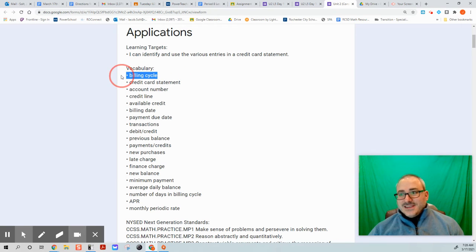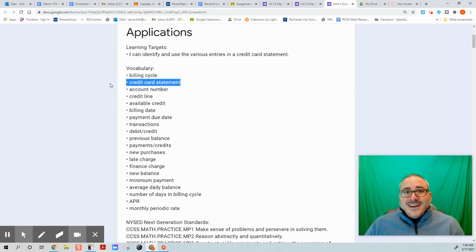We got to talk about a billing cycle. What's a billing cycle? This is the cycle the credit card company uses to assess your finance charge. Remember, we were calculating finance charge based on billing cycles, usually 30 days. Then there's the credit card statement. This is a little piece of paper you get in the mail that has all your purchases on it, that you had on that credit card.